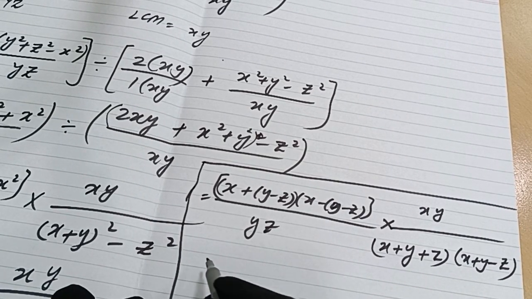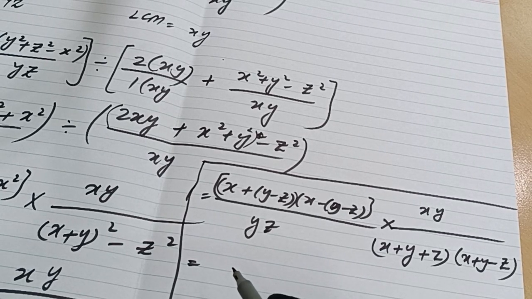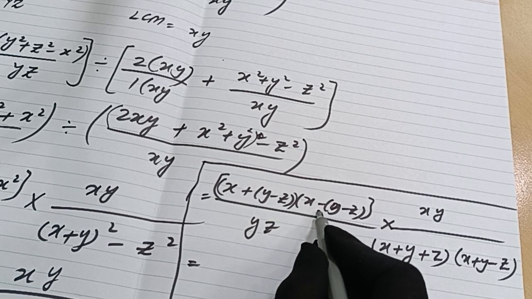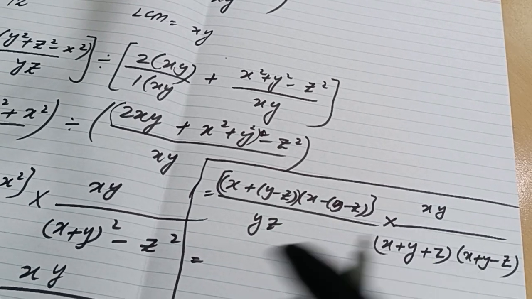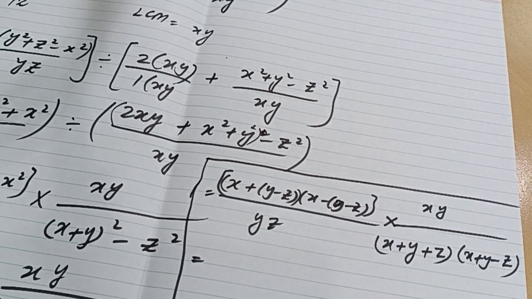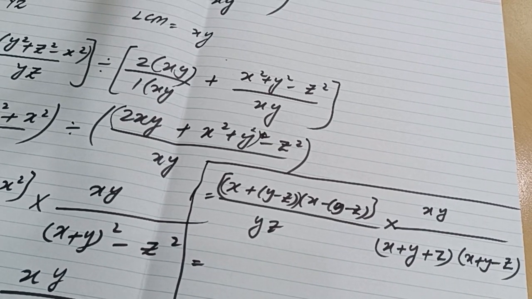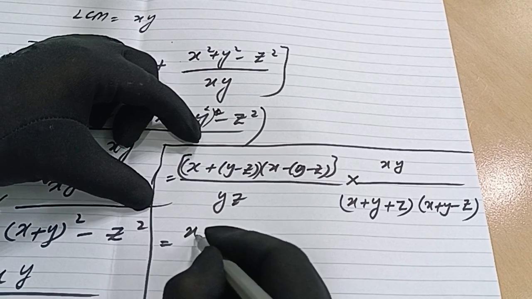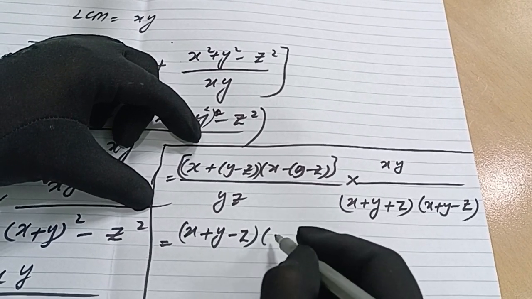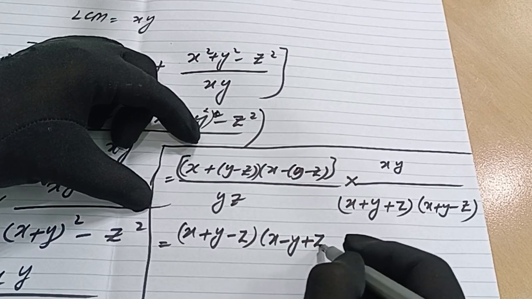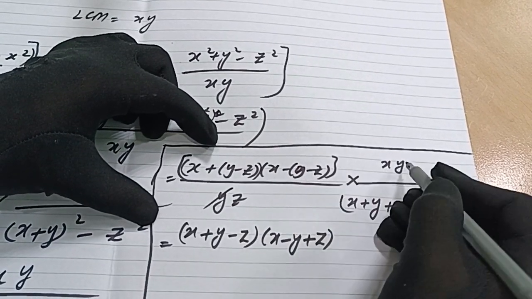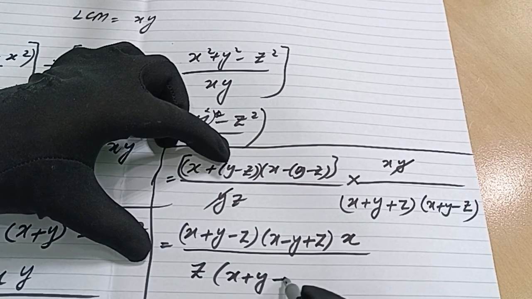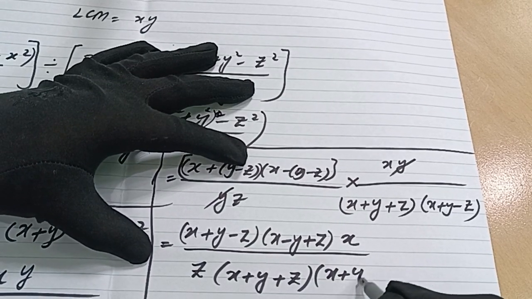Here if we check, one time I write plus and one time I write minus. One time I write here with plus and one time I write here with minus. So after removing the brackets, x plus y minus z, x minus y minus minus plus z. Here I can cancel y and y. Only x left, okay? And downside left z into x plus y plus z and x plus y minus z.